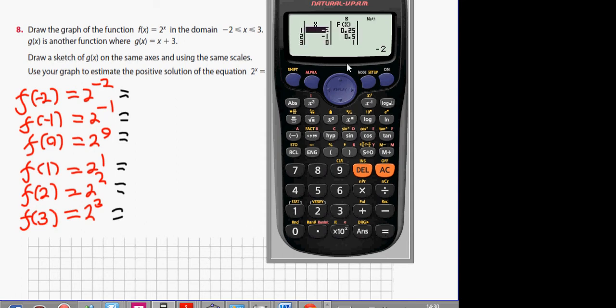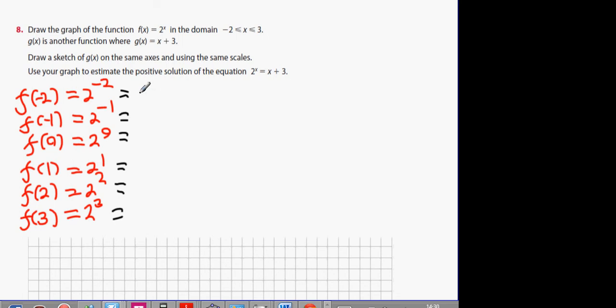Here are our values. Who's got these values up on the board at the moment? Darry, you got them, so you're going to call them out for me? Perfect. Okay, go for it. So what's the first one? -2 and 0.25. Yeah. Okay, next point? -1, 0.5. So it's -1, 0.5. Next one? 0, 1. So that equals 1, which makes that (0, 1).